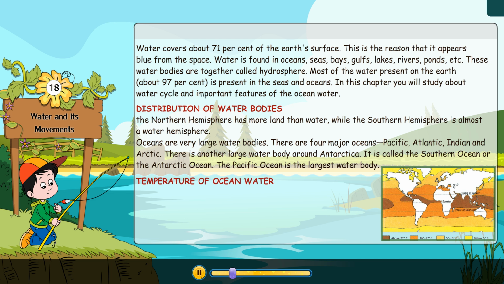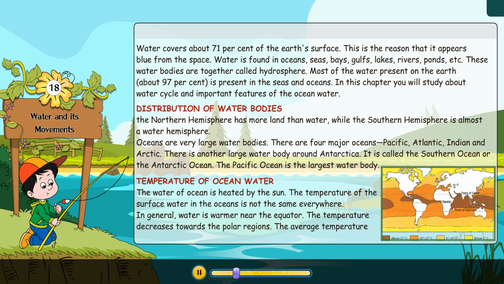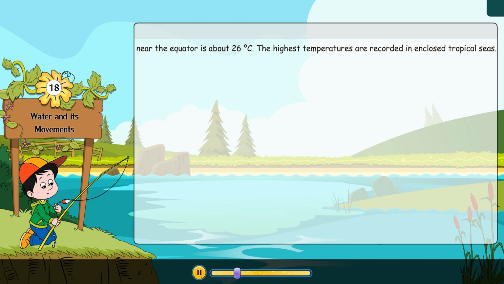Temperature of ocean water. The water of the ocean is heated by the sun. The temperature of the surface water in the oceans is not the same everywhere. In general, water is warmer near the equator. The temperature decreases towards the polar region. The average temperature near the equator is about 26 degrees Celsius. The highest temperatures are recorded in enclosed tropical seas. The temperature also decreases with depth.